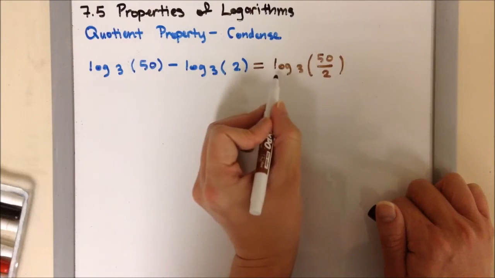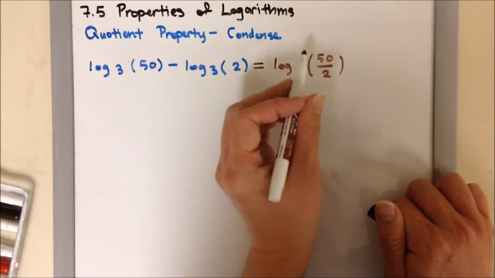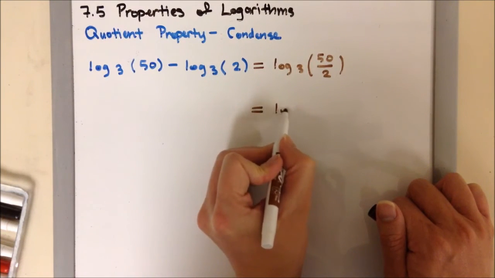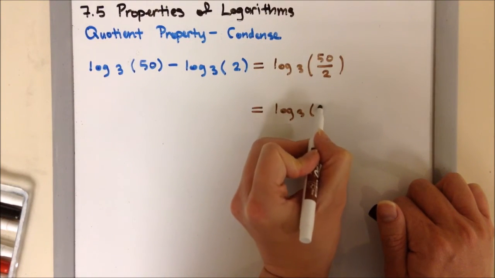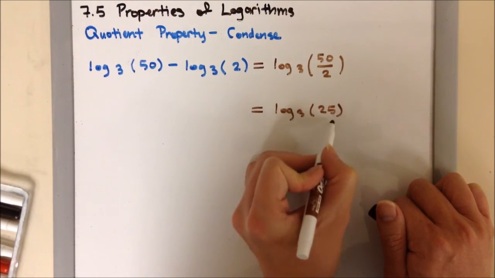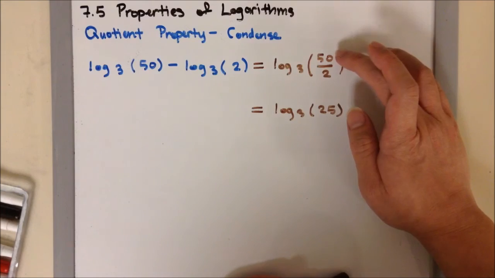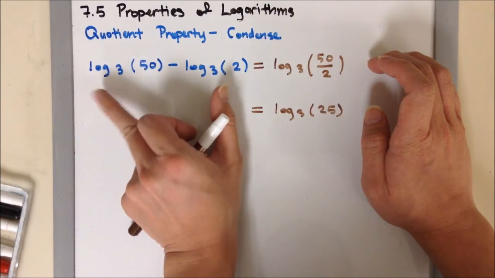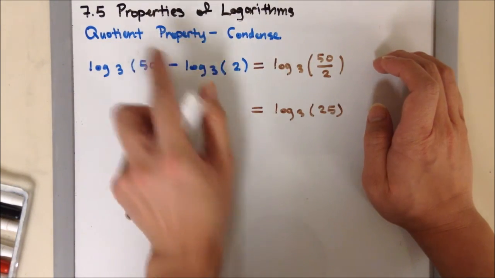So at the moment I have log base 3 of 50 over 2. I can actually simplify the inside because 50 can be divided by 2. So my final answer is log base 3 of 50 divided by 2, 25. So here's the condensed form, log base 3 of 25. Again, I got that because I divided 50 by 2, and I got this part by condensing log base 3 of 50 minus log base 3 of 2 using the quotient property.